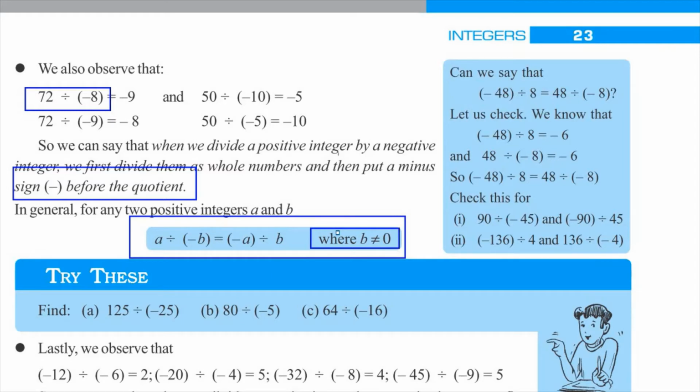Okay? So what we saw here was division between alternating signs, that is whether you divide a positive number by a negative number or whether you divide a negative number by a positive number, we will be getting a negative number.